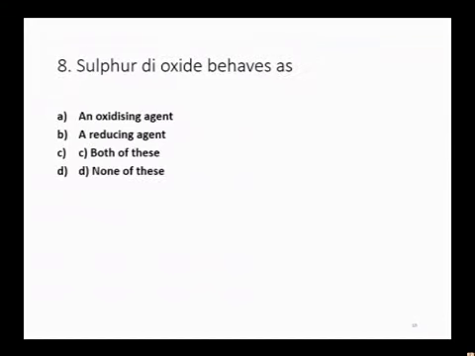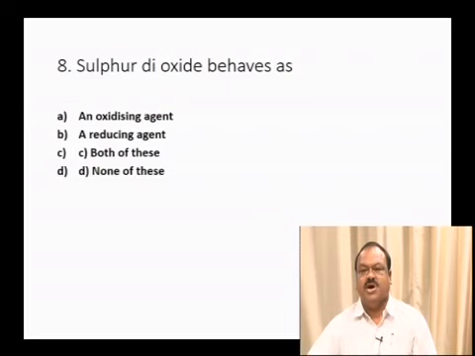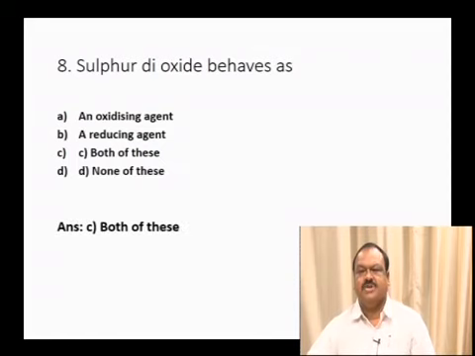Sulfur dioxide behaves as an oxidizing agent, reducing agent, both of these, none of these. Sulfur dioxide SO2, it acts as both oxidizing agents as well as reducing agents. Hence, the suitable answer is C. That is, it produces nascent oxygen atom as oxidizing agent and it produces nascent hydrogen atoms as a reducing agent during the reactions. So, suitable answer is C.